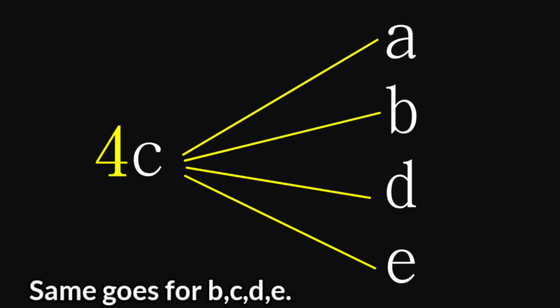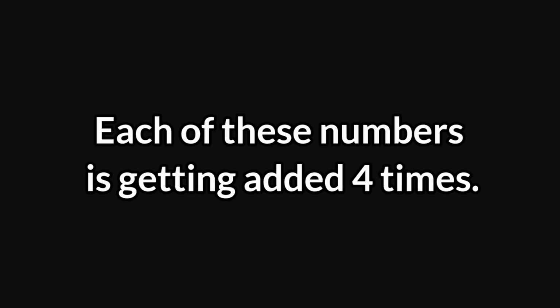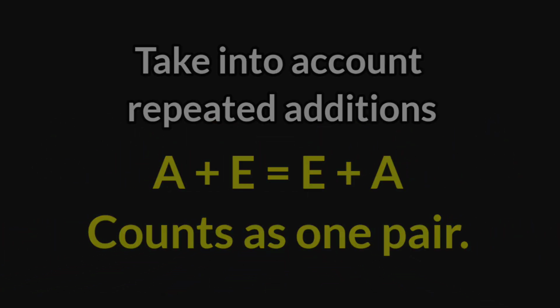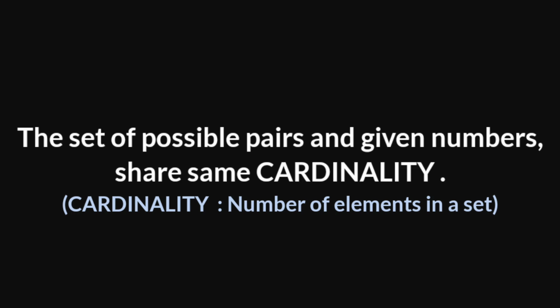Same goes for B, C, D, and E. Each of these numbers is getting added 4 times. When counting the addition pairs, we must take into account the repeated ones. We realize there are indeed 10 additions, which is the amount of numbers we were given. One could say they share the same cardinality.